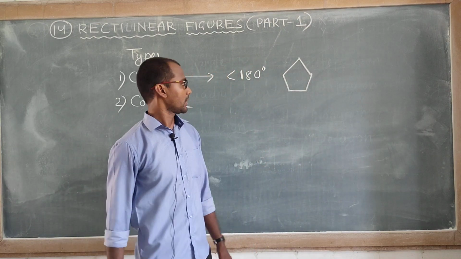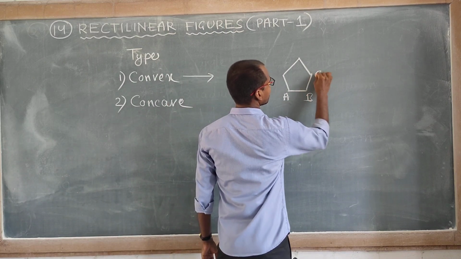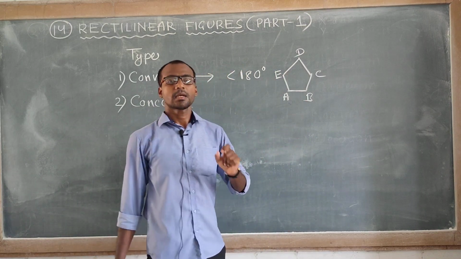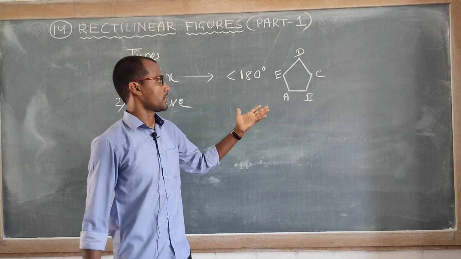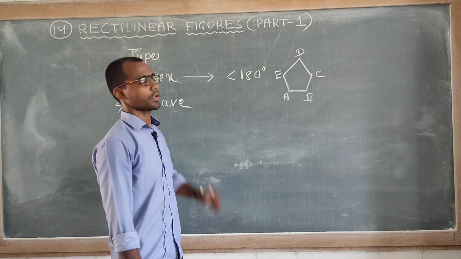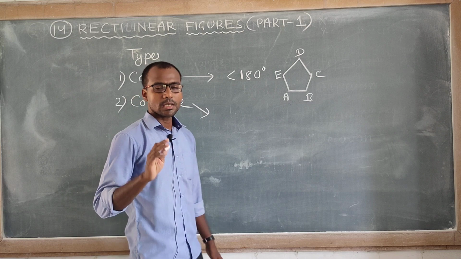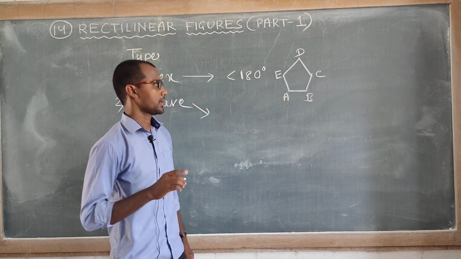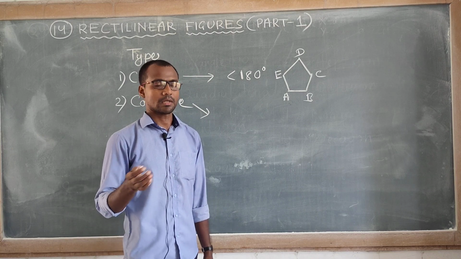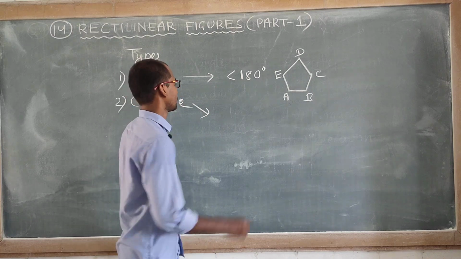For example, I am drawing a diagram. I have drawn a pentagon. We can see each angle, A, B, C, D, E. Each of the 5 angles is less than 180 degrees. What is the measure I don't know, but I am sure that each of the angles is less than 180 degrees. So it is a convex polygon. Now what is concave polygon? If at least one angle is more than 180 degrees, meaning a reflex angle, then it is called a concave polygon.